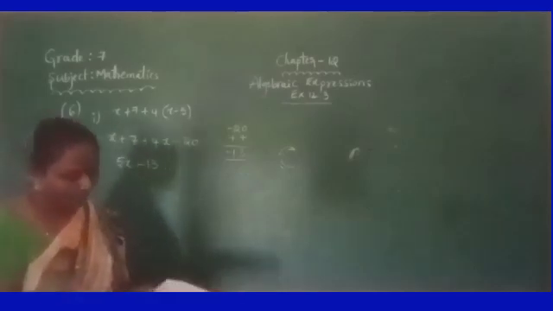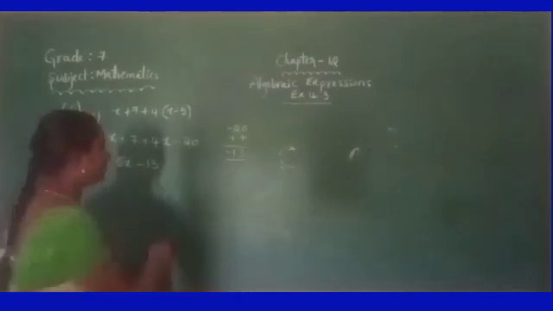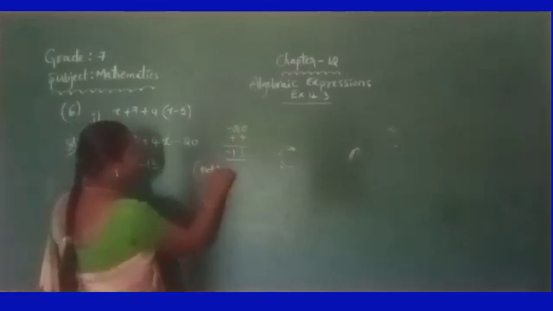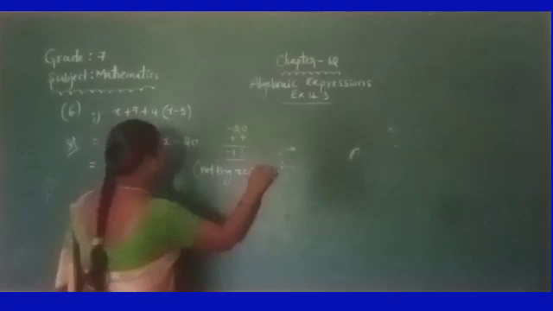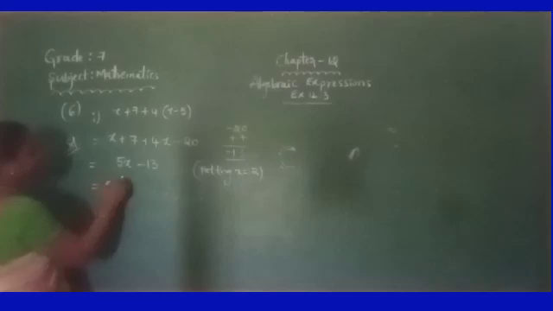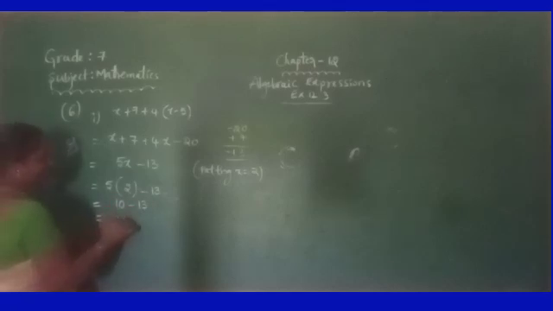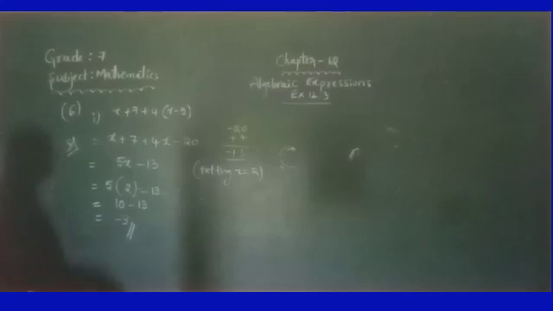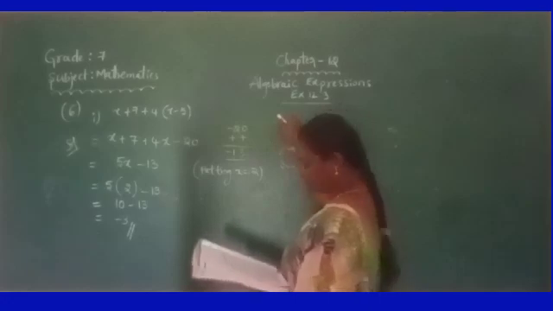So given x is equal to 2, putting x is equal to 2 in this expression, what do we get? Substitute 2 instead of x: 5 into 2 minus 13 is equal to 5 twos are 10 minus 13. So 10 minus 13 is equal to minus 3. Very good, children.